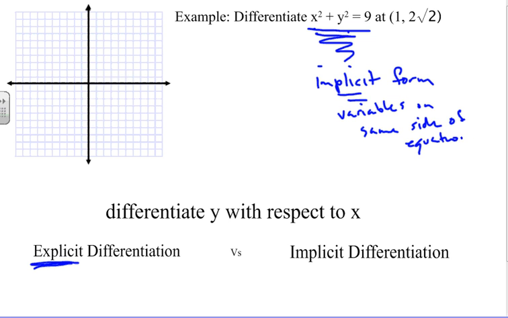So we can have a lot of different implicit equations. Lines can be implicit equations, quadratics can be implicit equations, a bunch of different things can be implicit equations.